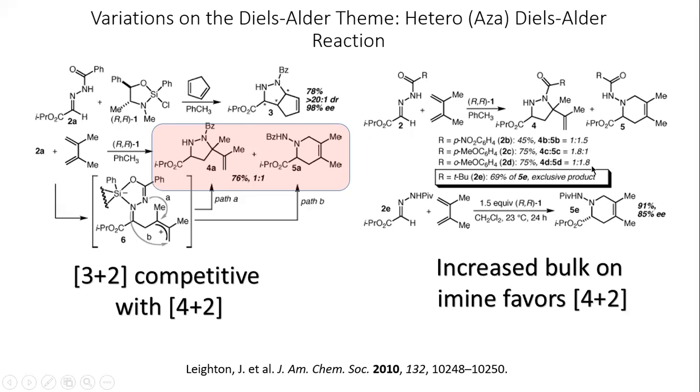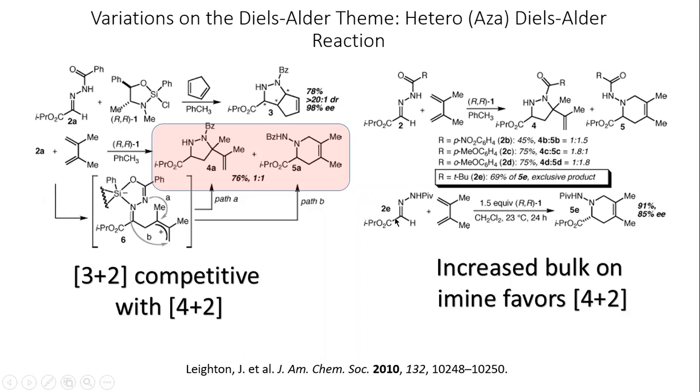Orthomethoxy 1 to 1.8. So it's starting to favor the 4+2. So what they did was they made R here a tert butyl group, and with R they got 69% of this, exclusively, with no competition from the 3+2. So this is a traditional Diels-Alder reaction product, and the 3+2 is no longer competitive when R is a bulky tert butyl group, right?